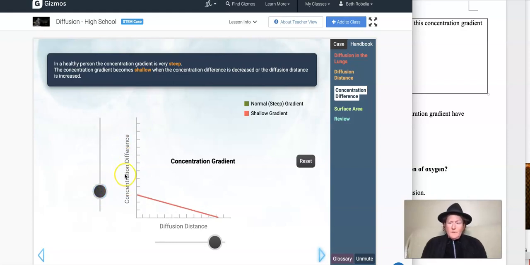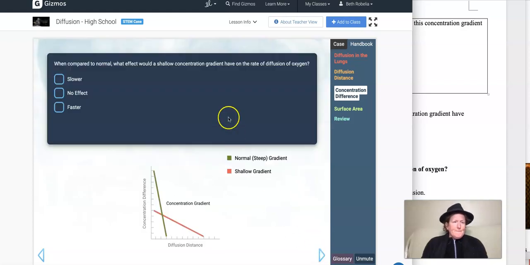There's a low concentration difference because if you're having a hard time getting oxygen across into your red blood cells, the concentration difference is going to go down. And if your lungs are swollen up, which is causing this problem, the diffusion distance will have gone up and you have this shallow gradient and it's very difficult to breathe. When compared to normal, what effect would a shallow concentration gradient have on the rate of diffusion? Well, you should be able to answer this one yourself because we know that unhealthy people have this shallow gradient.